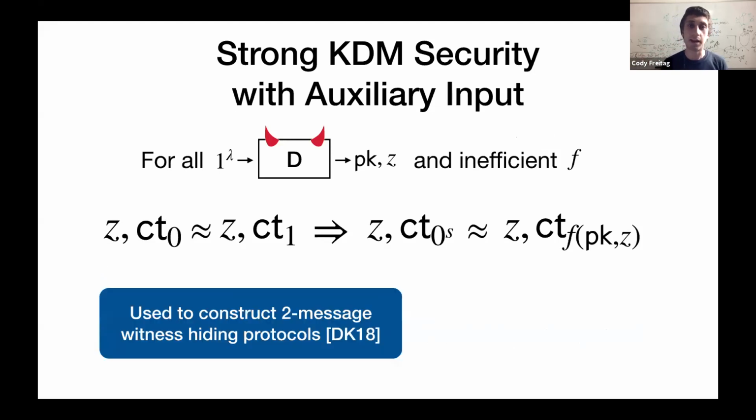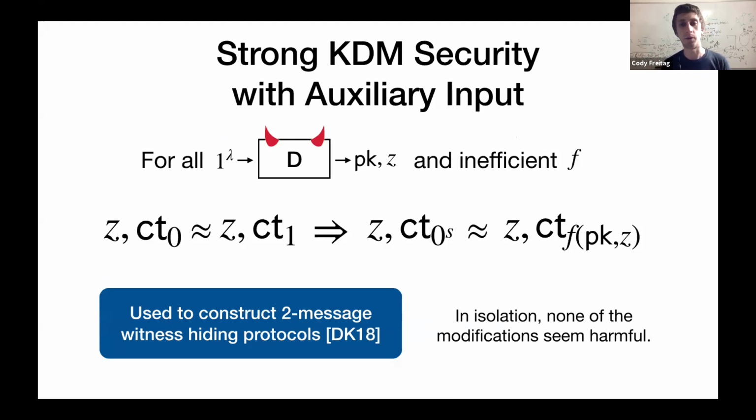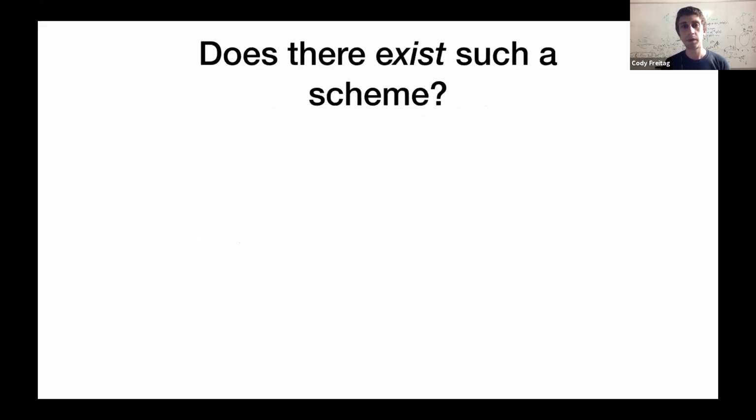And we didn't just make up this definition. This was actually used in a previous work to construct 2 message witness hiding protocols by Deshpande and Kalai in 2018. And I want to point out that in isolation, none of these modifications maybe seem too harmful. It makes sense that as long as your scheme isn't contrived to break such a notion, maybe it could satisfy this strengthening of KDM security. So we ask in this work, does there exist such a scheme?